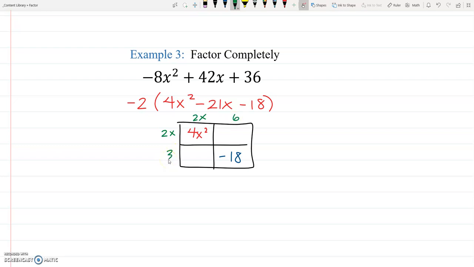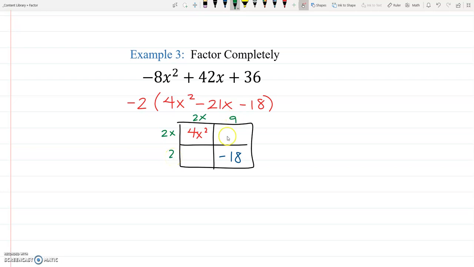Okay, I'm going to save signs for the end. Okay, so just check these other two boxes. This box would be 6x. This box would be 12x. And look at the sequence. 6x and 12x make negative 21? No. Would it help to switch my 6 and 3? No, because then I'm just multiplying both by 2 anyway. So let me try 9 and 2.